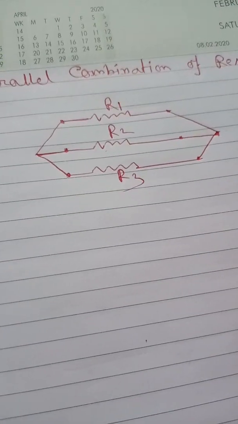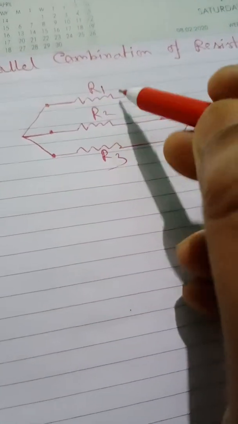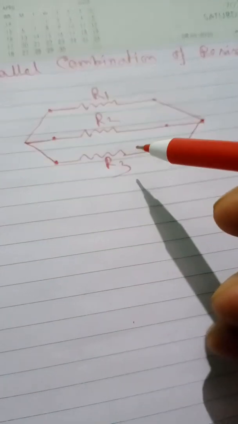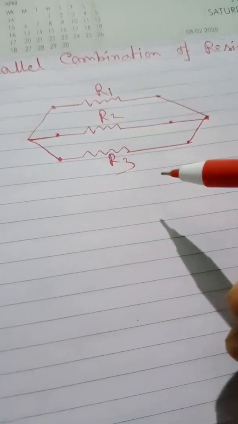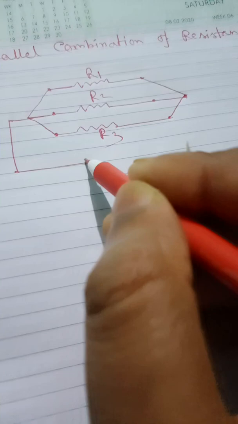Now for this parallel combination, we'll calculate the equivalent resistance. That means R1, R2, R3 when connected in parallel. So what will be the resultant of these three in a parallel circuit? So now at first we draw this circuit.